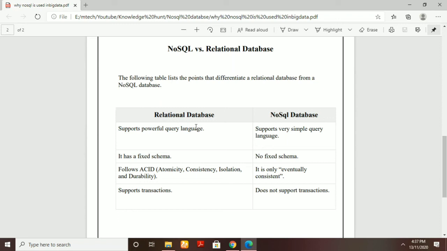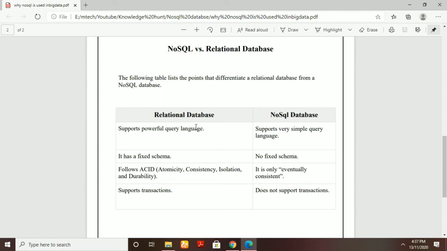Next is transaction support. The relational database supports transactions, meaning we can create multiple transactions to update, delete, modify, or insert the data, whereas in NoSQL transactions are not supported, meaning we have to write a single query at a time. These are some of the basic differences between relational and NoSQL databases.